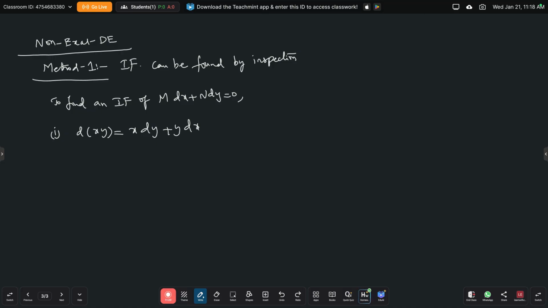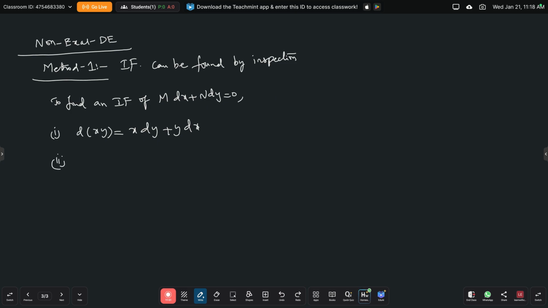This is something like uv. d by dx of u into v, which is uv dash plus vu dash, right? That is x dy plus y dx. So whenever you have this, you can straight away write that as d of xy. And when you integrate this, we have our required answer, because the derivative and integral are inversely related. So straight away xy is equal to constant, that we will get.